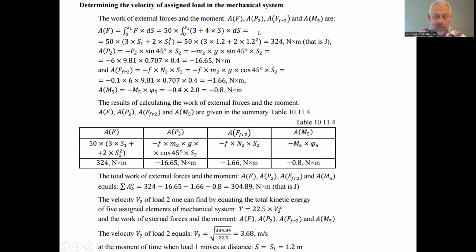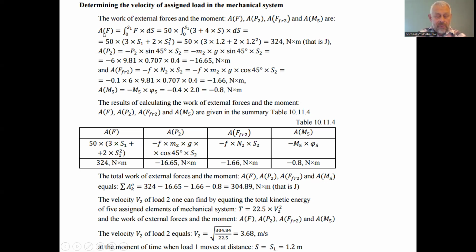Work of the external force, excuse me. This is external force. 50 multiplied by what we have in the brackets, the 50 outside the brackets. And the work of the force of the weight of the second load, and the force of the friction of the motion of the second load, and the force of resistance of the fifth pulley.